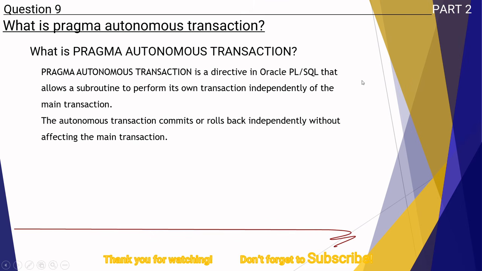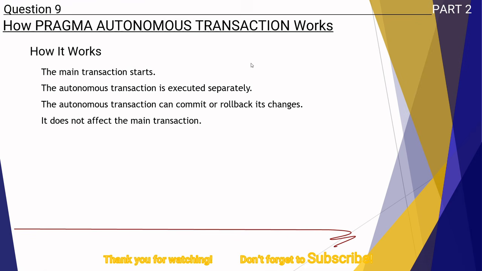Pragma autonomous transaction is a special directive in Oracle PL/SQL. It allows a subroutine or procedure to run its own transaction independent of the main transaction. This means the autonomous transaction can commit or roll back its changes without impacting the main transaction.